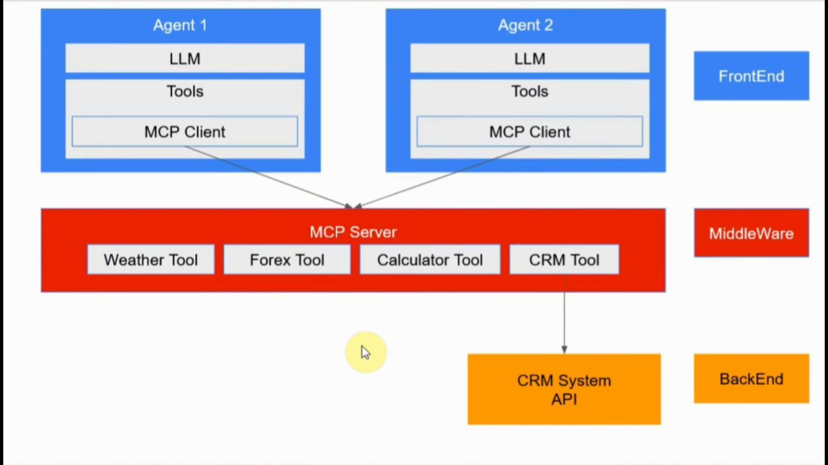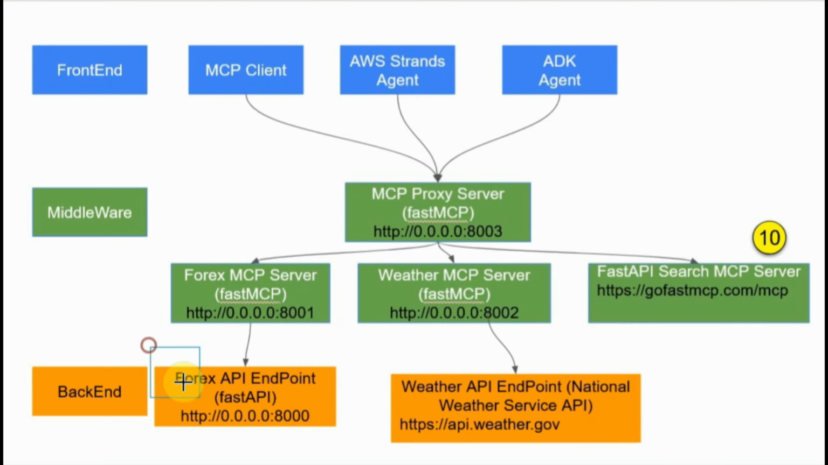So in the general case, the architecture should look like this. We will have two or more agents, which will be talking to the MCP server. The MCP server can provision multiple tools like a weather tool, a Forex tool, a calculator tool, or some CRM tool, which would then speak to some CRM system application. In our case, instead of CRM tools, we will have our homemade Forex API, which is implemented using fastAPI. Then I will use a Weather API endpoint by the National Weather Service. Okay, having this understanding, let us finally start coding.